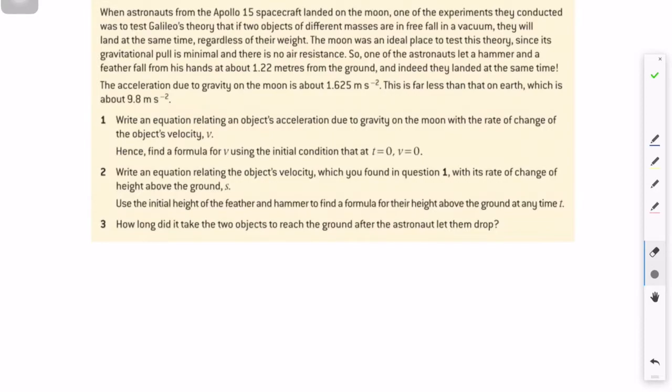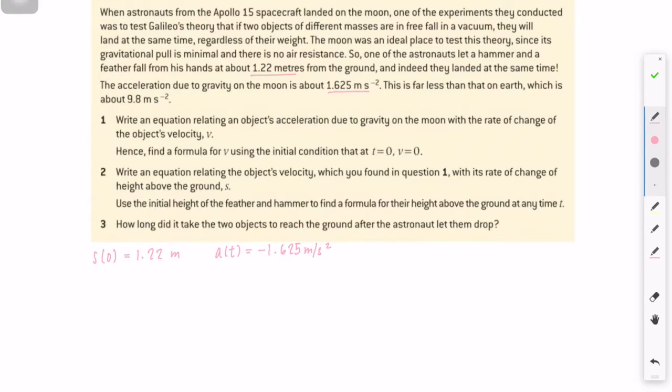All right, so let's start by looking at number 1. What I also know from the given information is that the feather starts falling from a height of 1.22 meters. That means I can claim that the position at 0 is 1.22. And the acceleration due to gravity on the moon, let's call this a of t, is negative 1.625 meters per second squared. Okay, and that's constant.